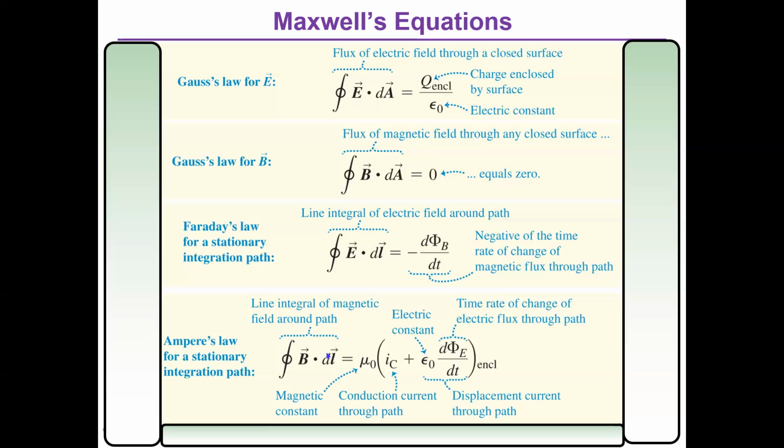So as a whole, Ampere's law gives you the relationship between the line integral of the magnetic field around the path, which will be equal to the conduction current through the path plus the displacement current right here. Mu naught here is the magnetic constant, and I C is the conduction current through the path. And this second term, the electric constant multiplied by the time rate of change of electric flux through the path, is said to be the displacement current through the path.